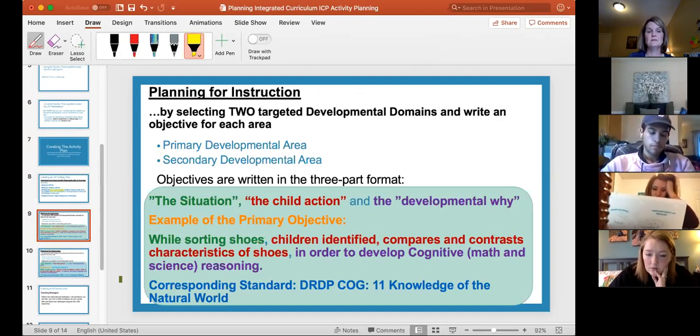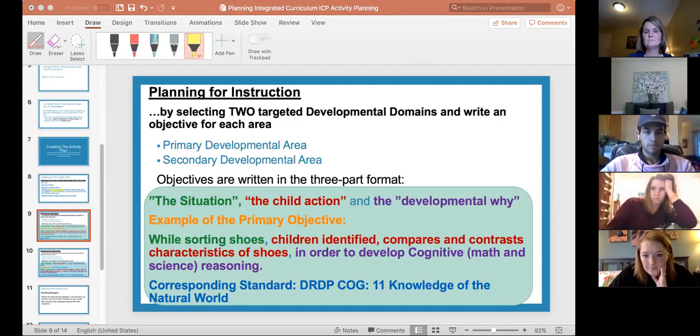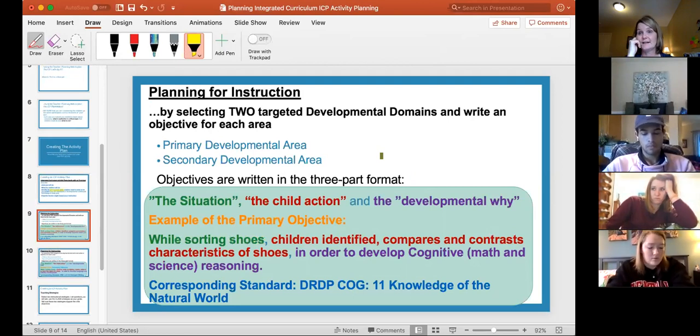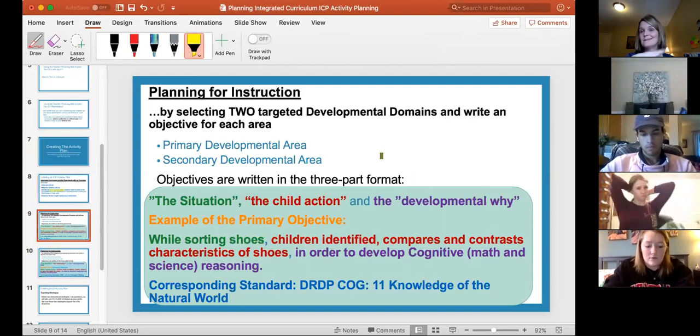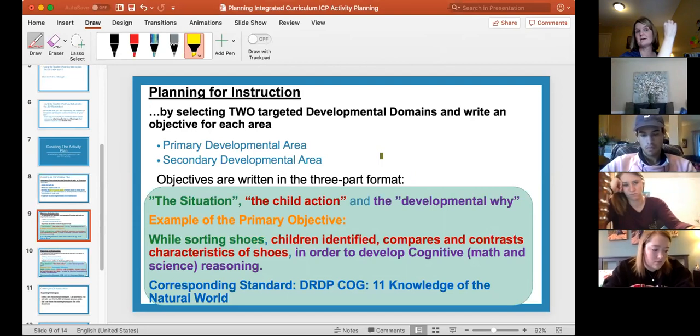the second section, which is planning for instruction. All right, so you're going to pick a primary area and a secondary area. Think back to the activity that you did. Remember, there were 2 objectives, a primary objective and a secondary objective, and you're integrating. It's the same concept. So as you're writing this out, you're going to literally have primary area, and you're going to name that. So for this example, I chose a different standard, and I have DRDP COG 11, knowledge of the natural world.